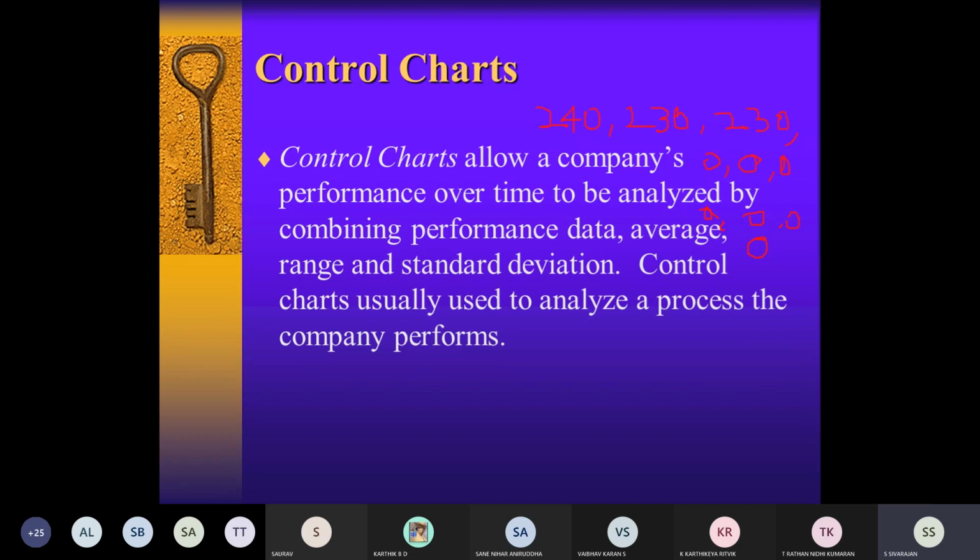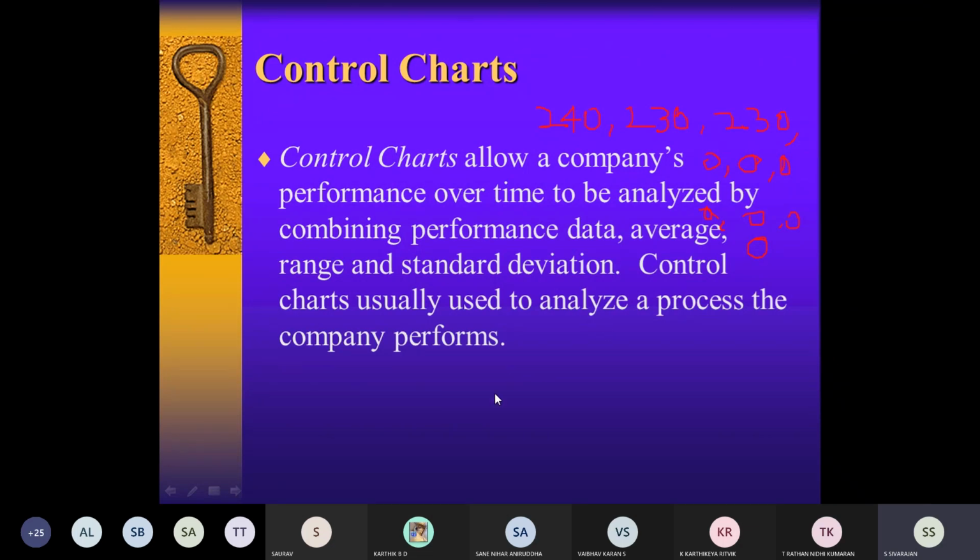Whenever you have the data, you try to plot the average, and see how many scores are away from the average and how many scores are near the average. For that we require these two. These are called the methods of measure of dispersion, that is range and standard deviation. So how is the data moved?